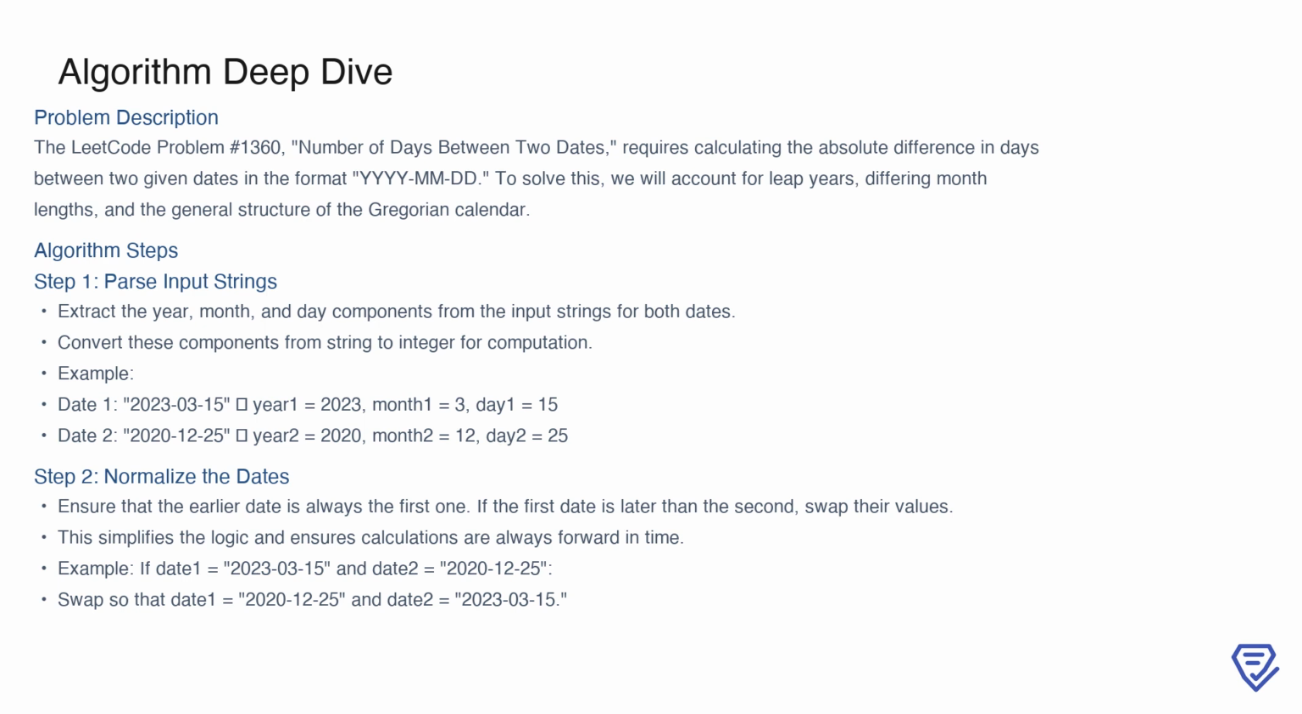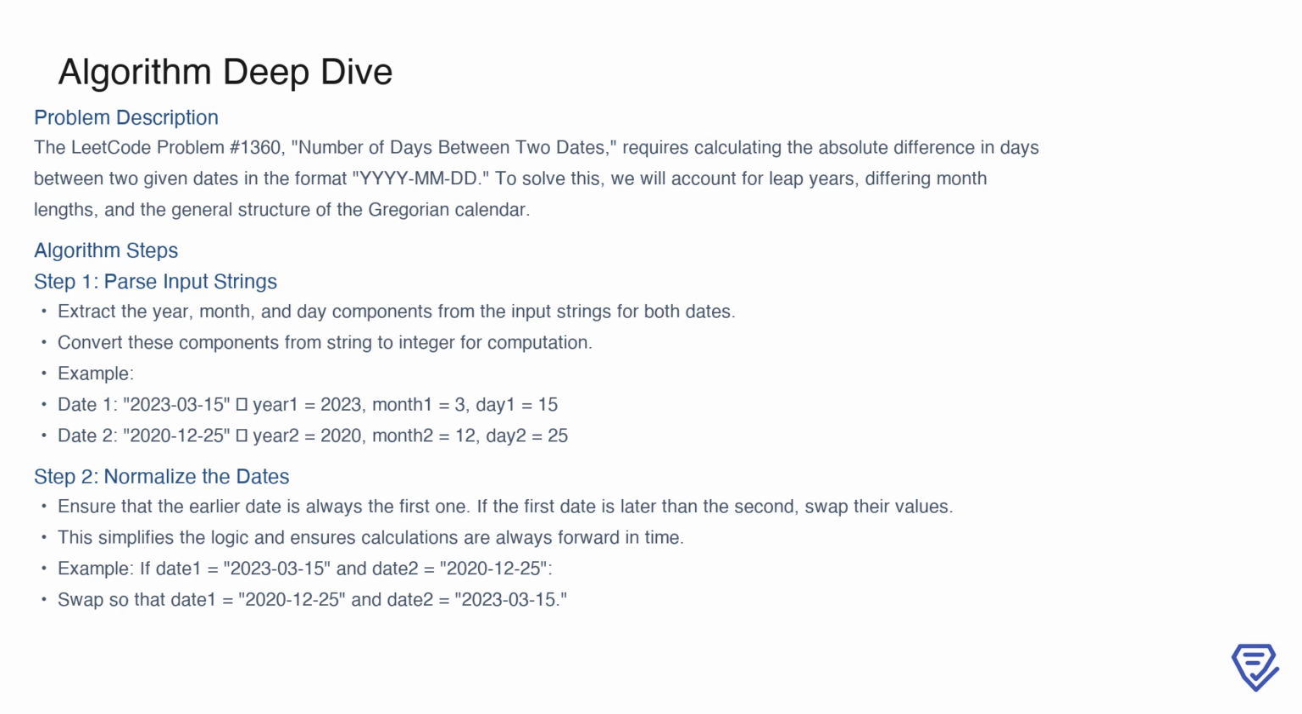For example, given the date March 15, 2023, we extract year 2023, month 3, and day 15. Similarly, for December 25, 2020, we extract year 2020, month 12, and day 25. Once parsed, these components are converted from strings to integers for computation.